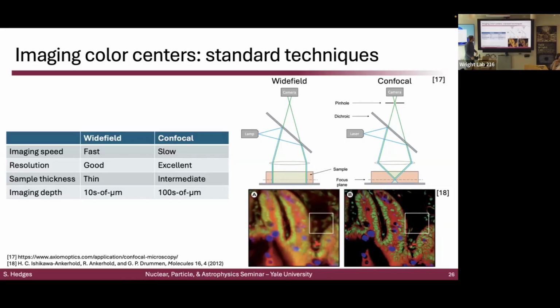They're typically less than a millimeter or so, and you can only image a few tens of micrometers into the sample. The other approach that people have used is confocal microscopy. Instead of imaging the entire sample at once, you're actually imaging point by point as you scan over the sample. As a result, this is much slower, but you have much better positional resolution. You can also go to deeper depths and deal with slightly thicker samples.